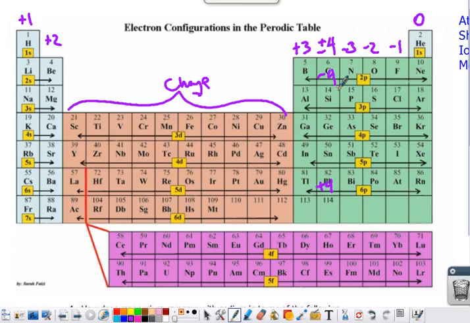Why is that? When this one loses 4, it's giving away its valence electrons, these 4, and they're very far away from the nucleus, so they're easy to lose, whereas these are close to the nucleus, so it's easy to gain because they're so strong.